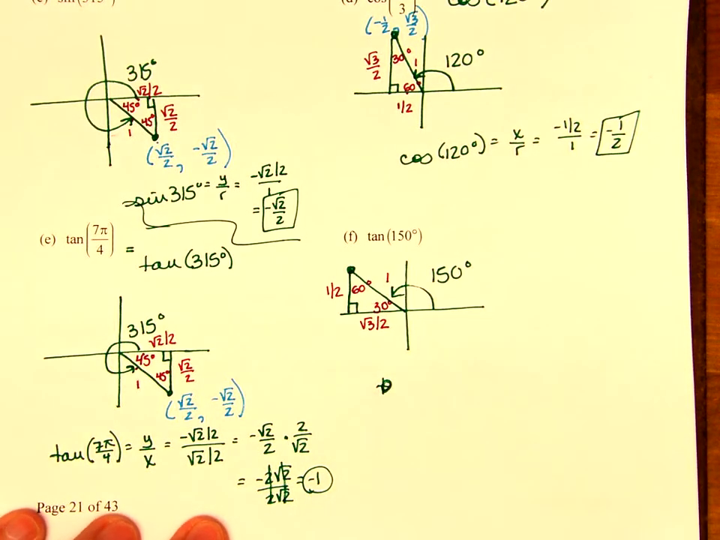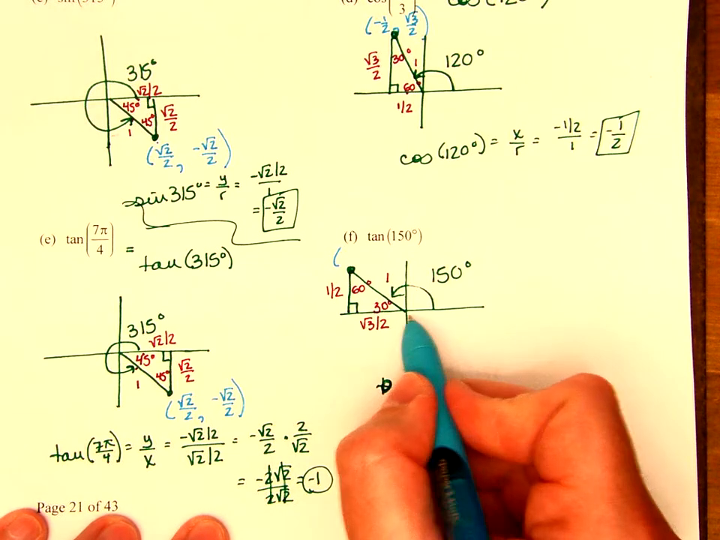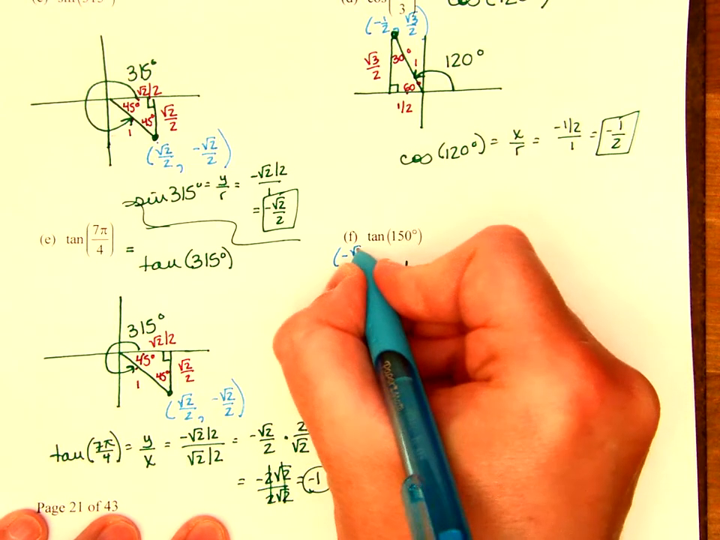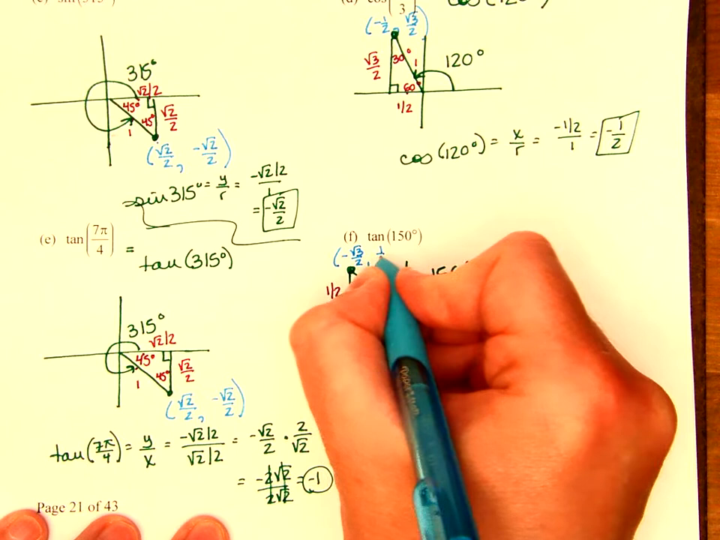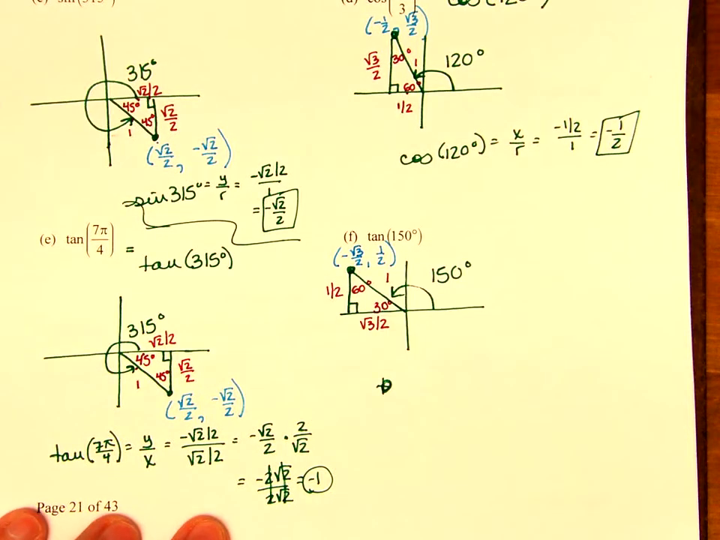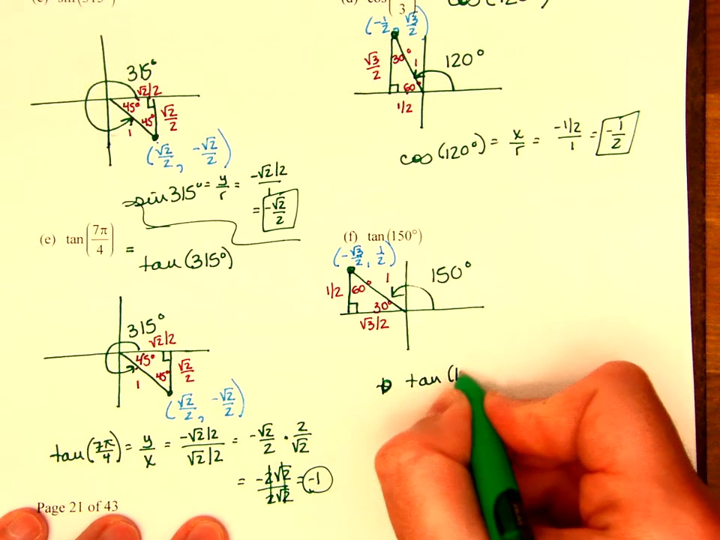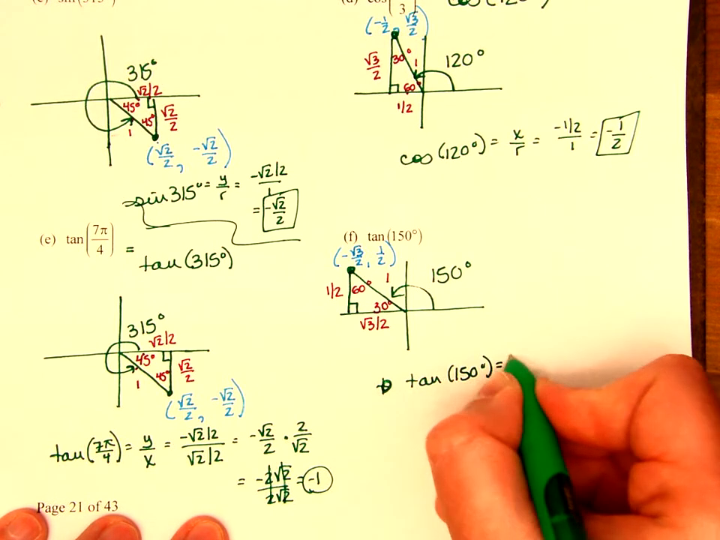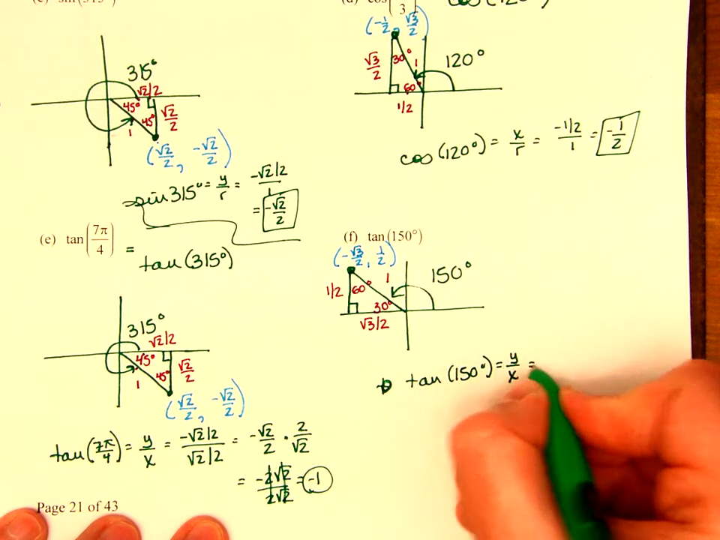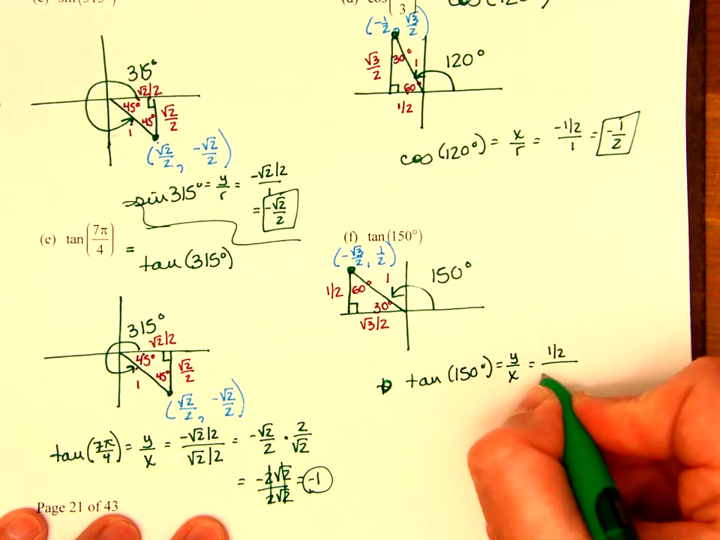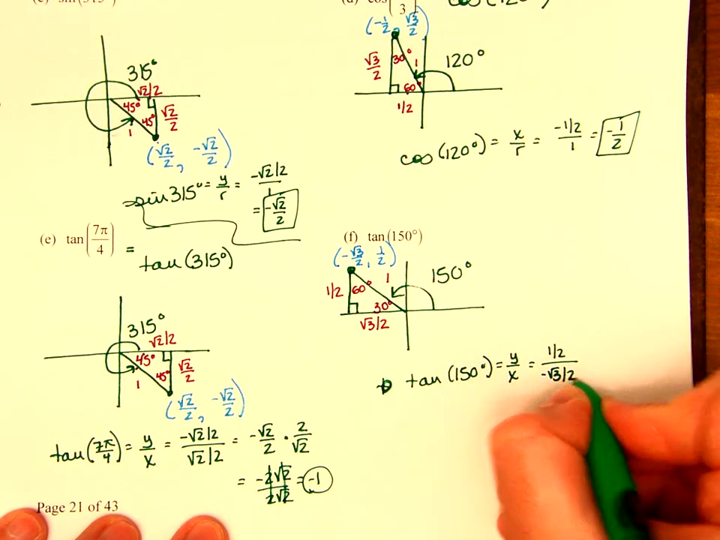Sorry, hold on. We need to get our coordinates. Coordinates at that point. I'm moving left and I'm moving up: negative root 3 over 2, comma 1/2. The tangent of 150 degrees will be my y-coordinate over my x-coordinate: a half over negative root 3 over 2.